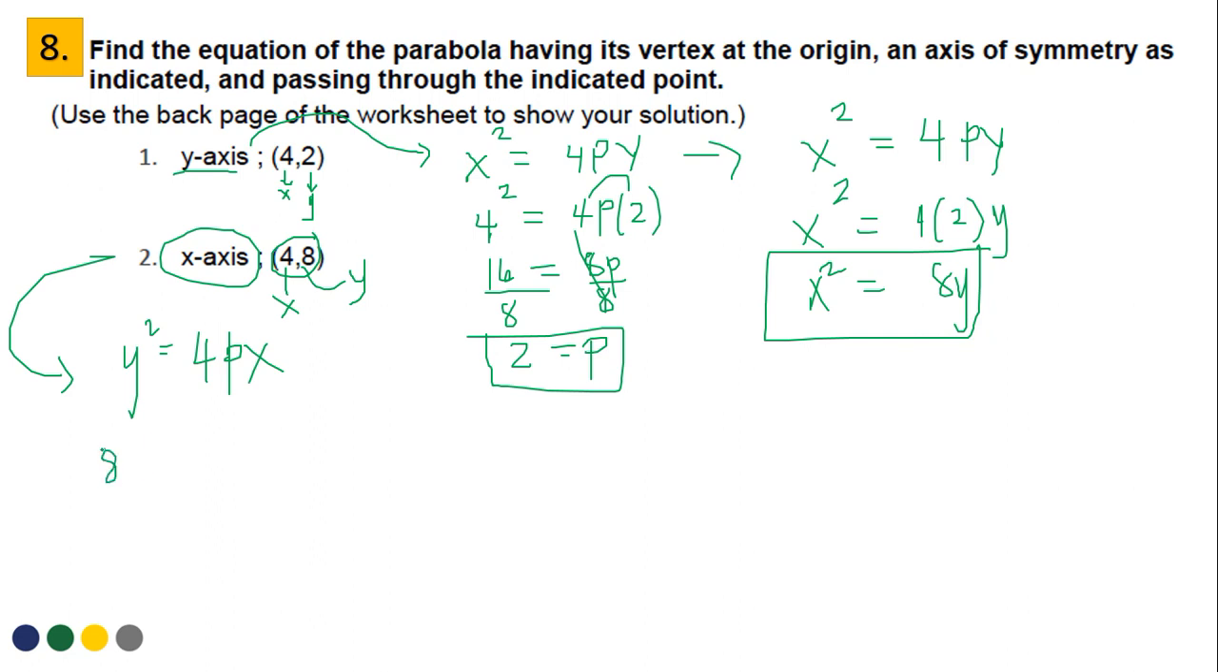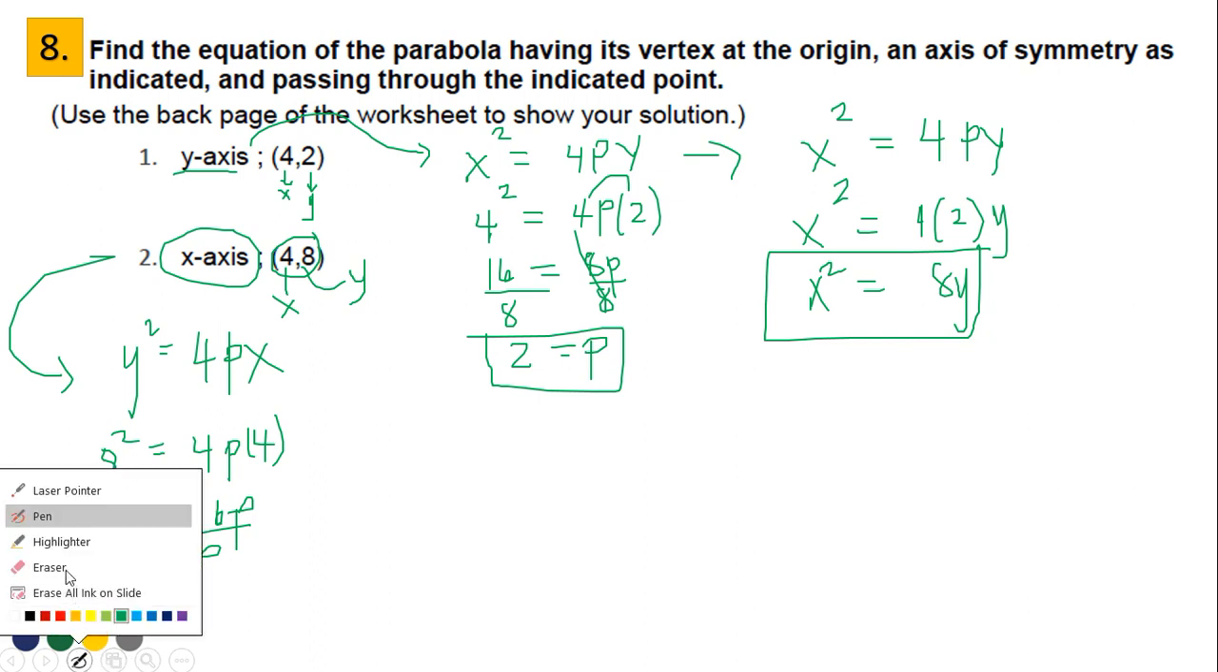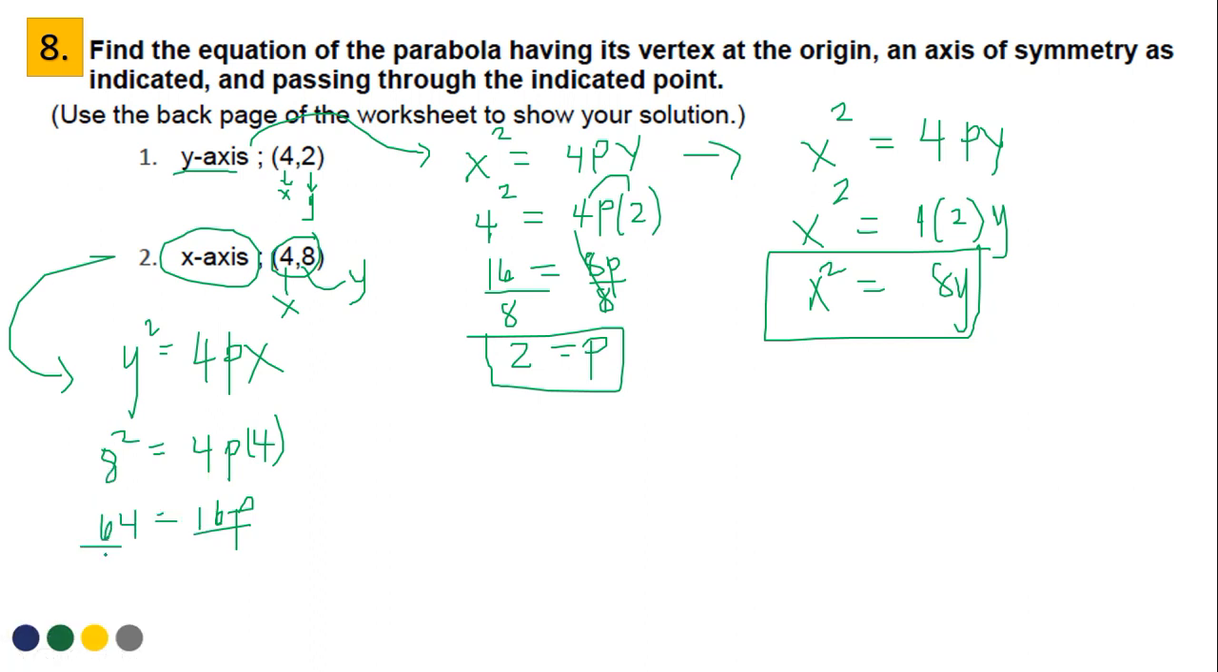So we have y is 8, and x is 4. So we have 64 equals 4 times 4, which is 16p. Divide by 16. What is 64 divided by 16? What is the value of p? Sir, 4. Are you sure it's 4? 4 times 16 is 64. 4 raised to 2. Okay, very good.